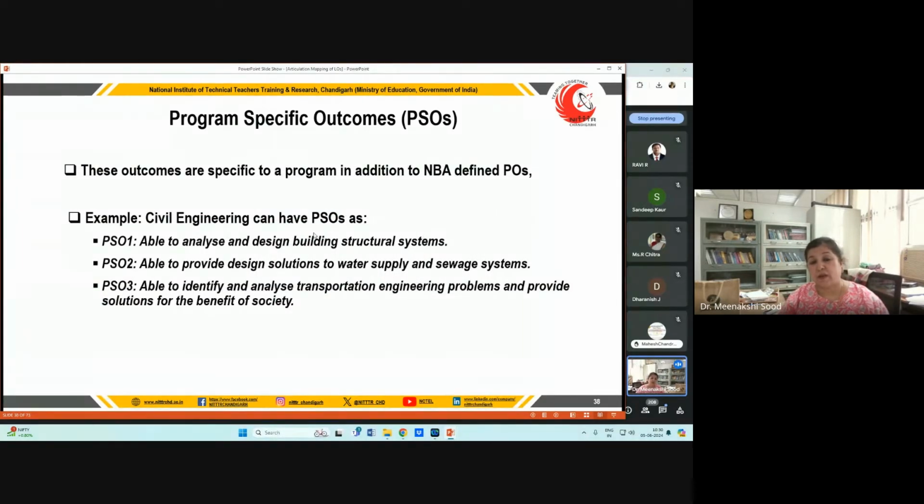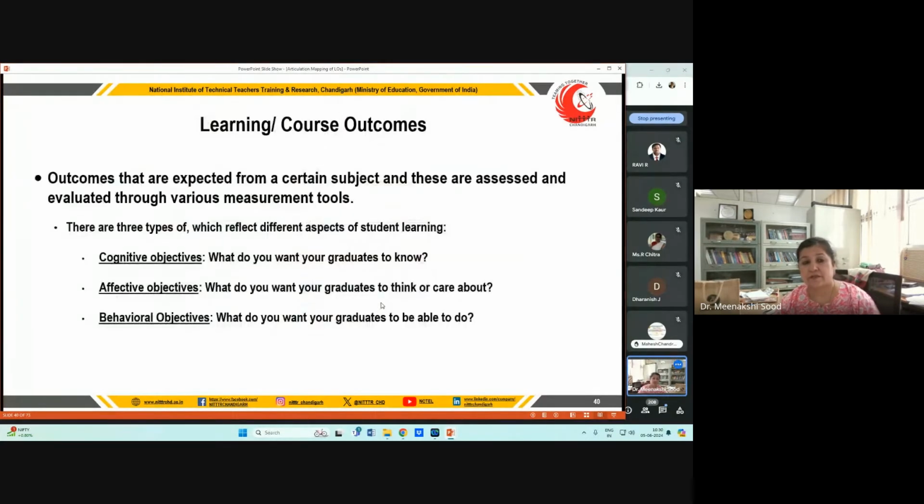This is one example. If you see civil engineering especially, the generic POs are there: engineering knowledge, complex problem solving, investigation and analysis. But a civil engineer is expected to be able to analyze and design building structural systems, to give design solutions specifically for water supply and sewage, and for transportation engineering problems. These are not covered in the POs, so they are written as PSOs. Am I clear? Now, Mr. Mahesh Chandra, your question, please.